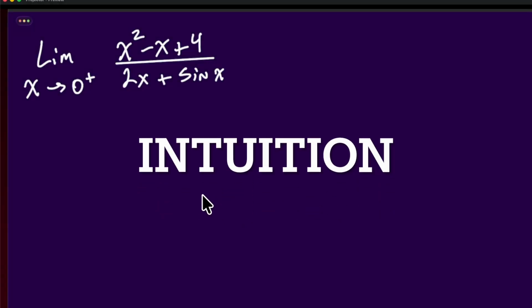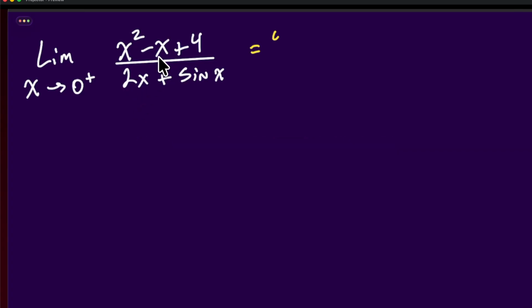Next, we have the limit as x approaches 0 from the right of this rational function. So if we try to plug in 0, we're going to get 4 on the top. And on the bottom, we're going to get 0. Now, we can't factor the top. So I'm going to try to solve this limit using intuition. Okay, if we plug in 0 on the top, we're going to get 4.